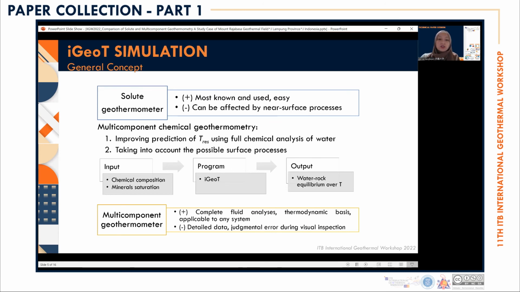Unlike solute geothermometry, the multi-component one uses not only the chemical composition of water or gas as the input parameters, but also mineral saturation indices. A computer simulation program called IGOT was developed to automate this method into a practical software tool. It is chosen considering the improvement of temperature predictions by using full chemical analysis of water while taking into account all possible surface processes.